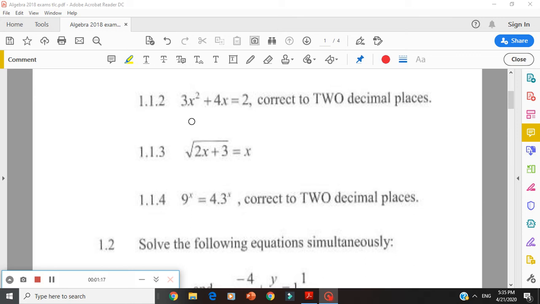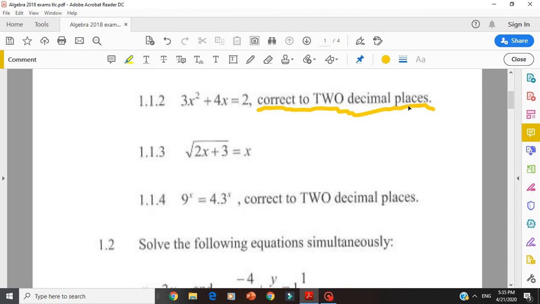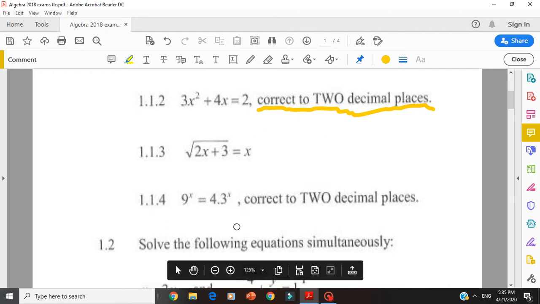Question 1.1.2 says correct to 2 decimal places. Okay, I mentioned earlier on in my previous video that when they say correct to 2 decimal places, you should use the quadratic formula. The quadratic formula helps you to solve this type of problem when there's no plausible solution by factorization.